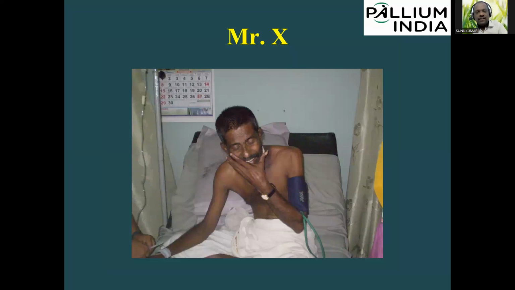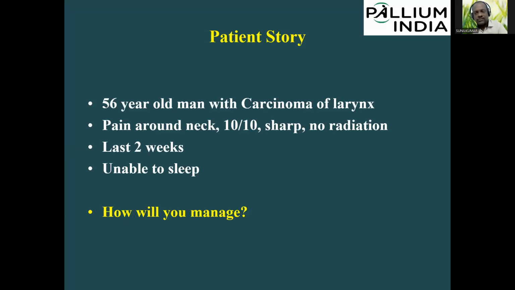And we saw this patient when we talked about introduction to palliative care. So we told that this patient is in severe pain, and he is a person with carcinoma of the larynx, and his main problem is pain, which is very distressing. And you already know the severity pain scale, and in that the pain score is 10 by 10. That means worst imaginable pain. And here he describes it as a sharp pain which is not radiating. And he was unable to sleep for the last 2 weeks because of pain.